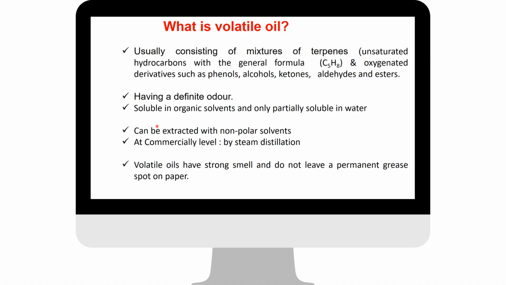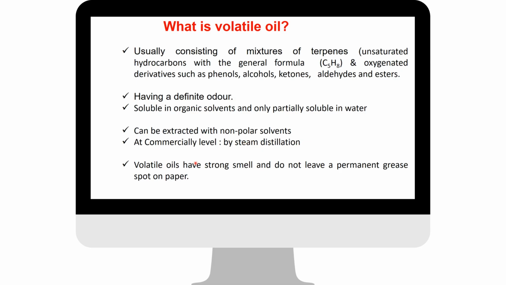If you see the extraction method, it can easily be extracted with a non-polar solvent. So from the medicinal plant, this volatile oil can be extracted with non-polar solvents. There are so many non-polar solvents available like benzene, toluene, right? But at the commercial level, which is very common in the research laboratory as well as the pharmaceutical industry and other places, it is usually isolated by the steam distillation method, right? Which we will be seeing in our coming experiment, right?